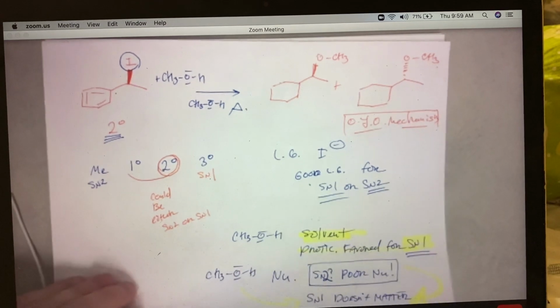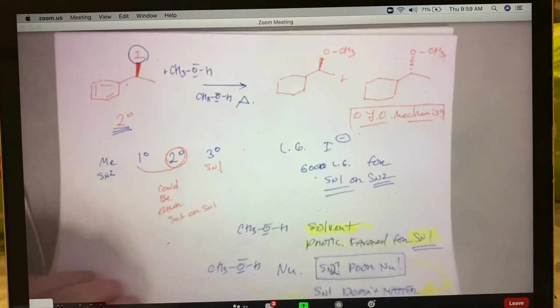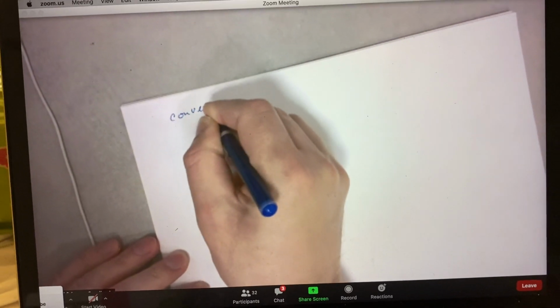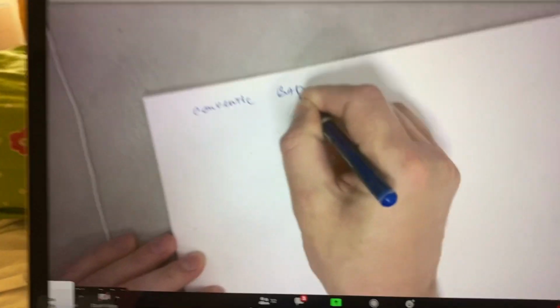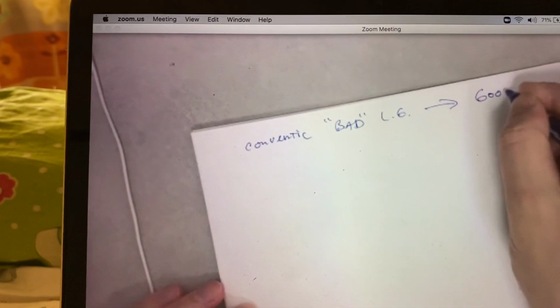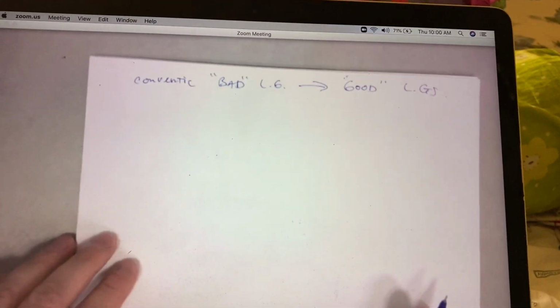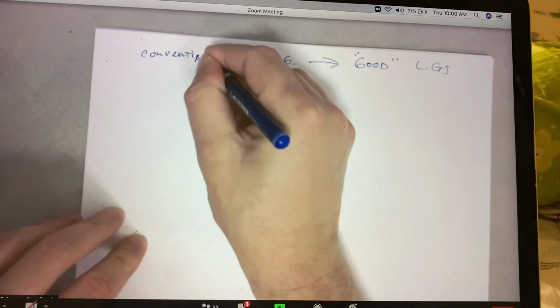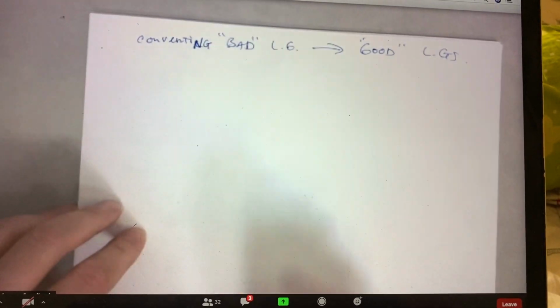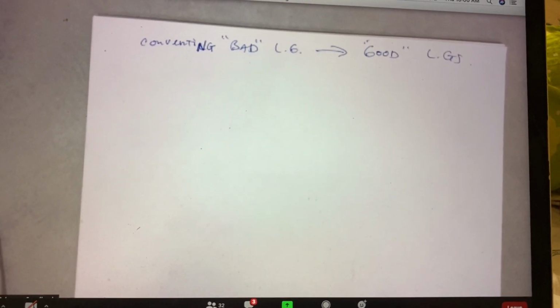Okay, let's just look at one or two other facets about leaving groups, because we belabored that point in lecture yesterday when we were talking about converting bad leaving groups to good leaving groups. This was an issue we spent some time with yesterday, converting a bad leaving group to a good leaving group.